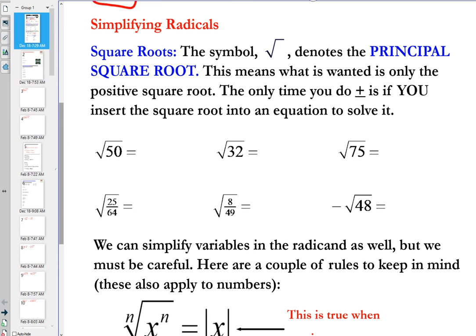If you're trying to take a square root of a non-perfect square, what do you have to do? The tree. We've done enough trees, so just to speed things up a little bit, if you do a tree correctly, this should give you 5 square root of 2. This should give you, I believe, 4 square root of 2. This one should give you 5 square root of 3.